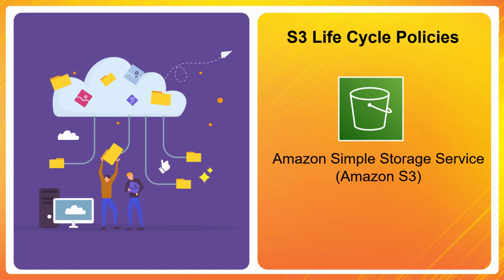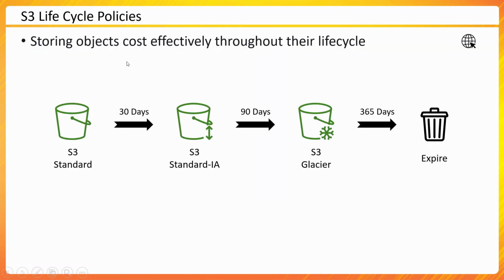Let's talk about S3 lifecycle policies. What these lifecycle policies are: they store objects cost effectively throughout their life cycle. When you are storing an object, it may have a life cycle, like I would be accessing this very frequently, like my current month payslip, maybe I want to look into it. But my last 2 years payslip, maybe I'm not accessing them very frequently.